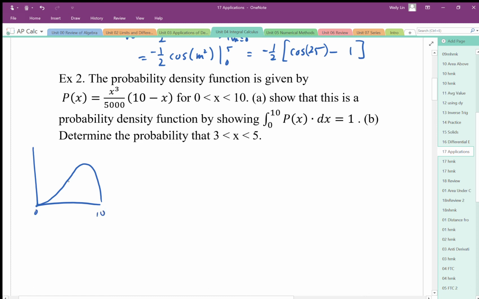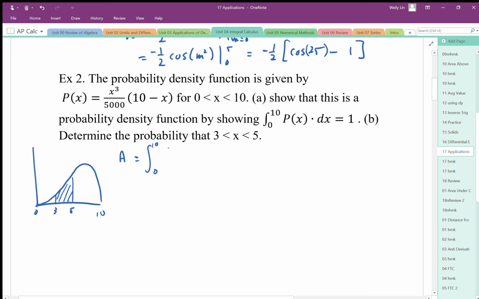I want to find the probability from 3 to 5. So basically I want to find the area underneath this curve from 3 to 5. First of all, we want to show that this is in fact a probability density function by integrating and showing that the area underneath the whole curve is equal to 1. So I'm going to integrate this. The area is equal to the integral from 0 to 10, and I want to show that it equals 1.